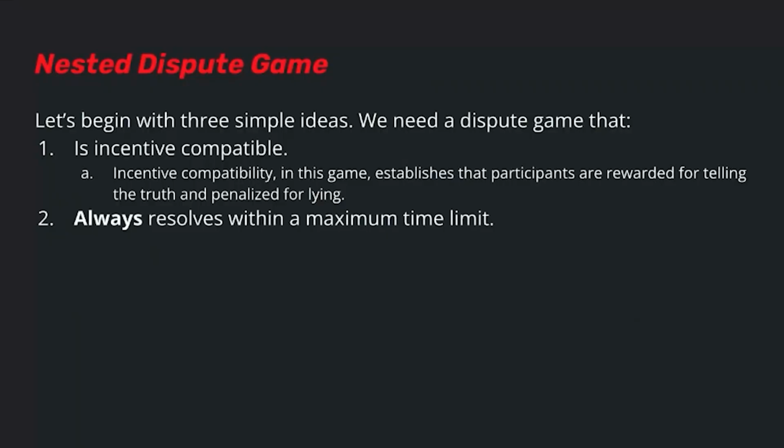And it also always has to resolve within a maximum time limit. So we have this fault-proof window whenever somebody proposes an output or creates a withdrawal claim, and we have to have an answer as to whether their claim is correct or invalid before that fault-proof window actually finishes, so that if it is invalid, we can make the proper corrections. And it also has to have a source of objective truth to resolve the claims at the bottom level of the tree.